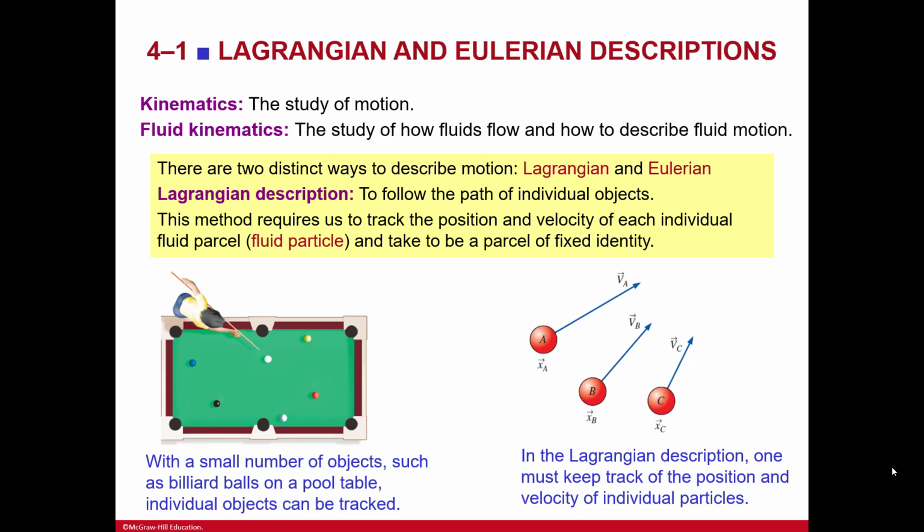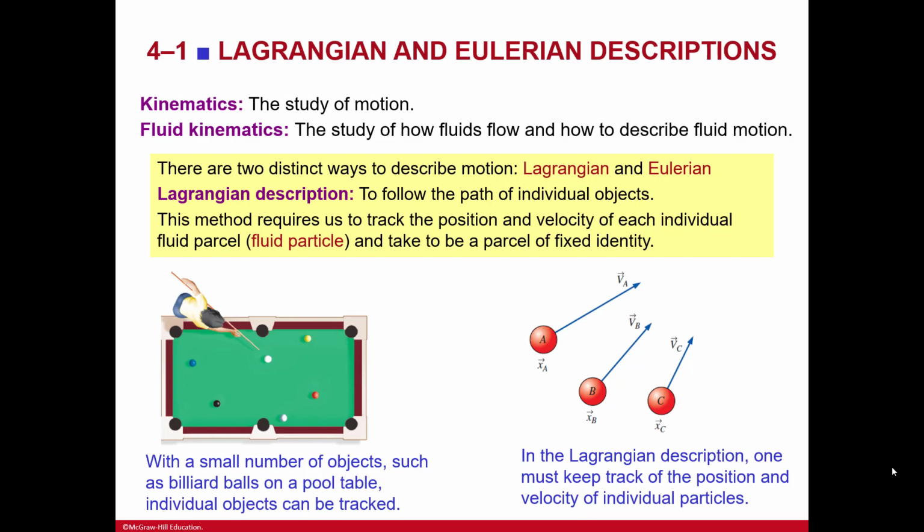There are two different ways to describe this motion, and that's the Lagrangian and then the Eulerian. So the Lagrangian description is the path of an individual object, right? So it requires us to track the position and velocity of each individual fluid particle and to take that from like a starting point to an ending point. And so to track that individual particle. Over here on the right, you can see particle A, B, and C. And you can see how they go from point A to point B using a vector of direction.